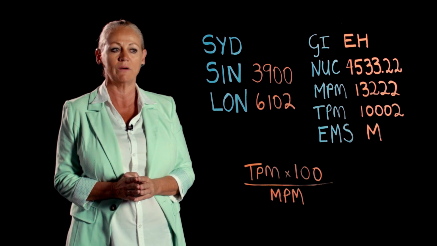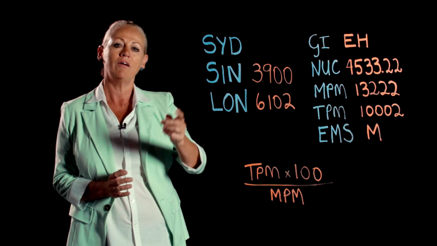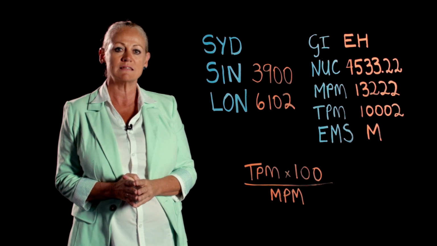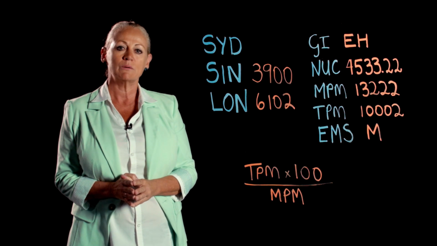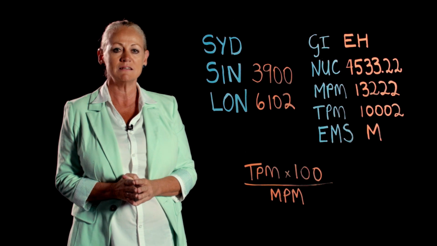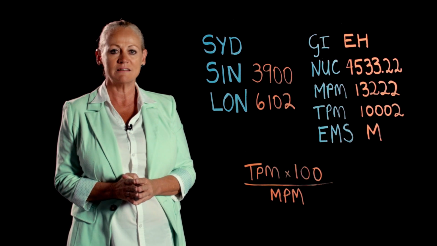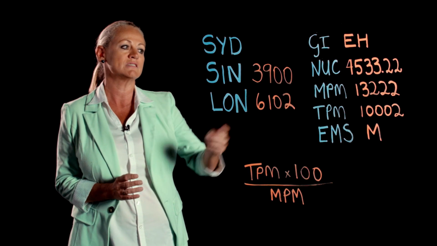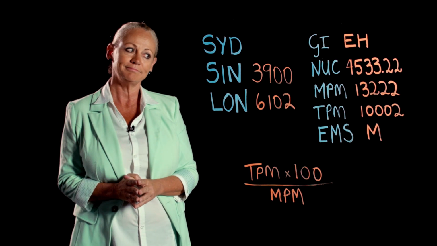The next step of our fare calculation is to work out what is the maximum permitted mileage you're allowed to travel between our origin of Sydney and the destination of London. So we need to find out what is the MPM. Again, I've gone to the companion fares manual and I look up Sydney to London, global indicator of EH, and the MPM is 13,222.